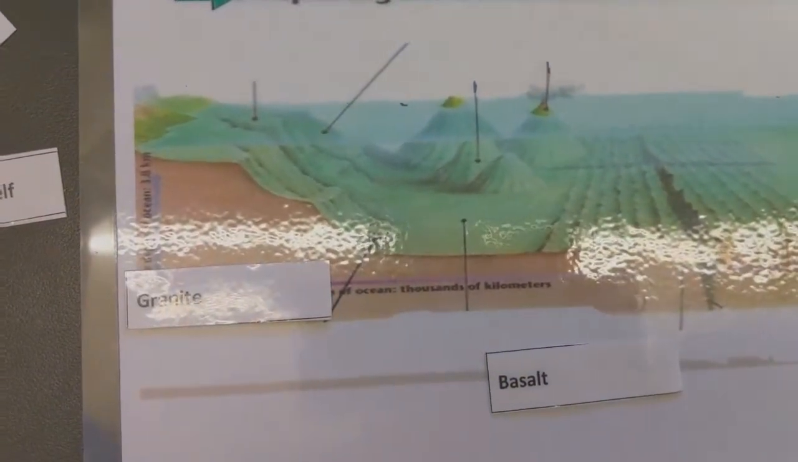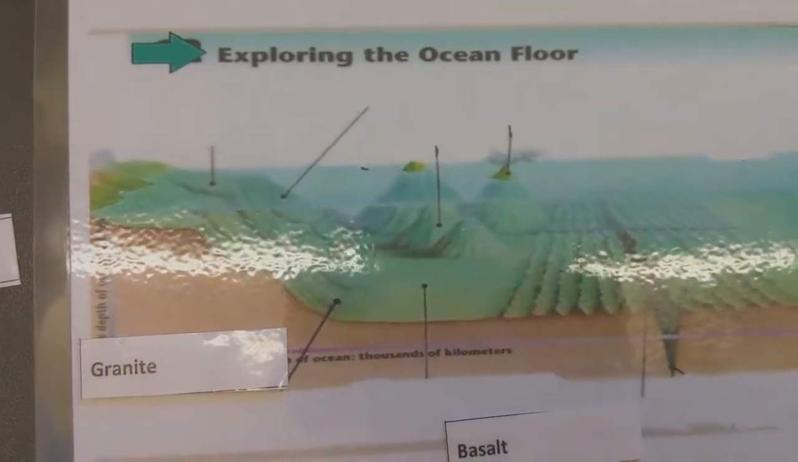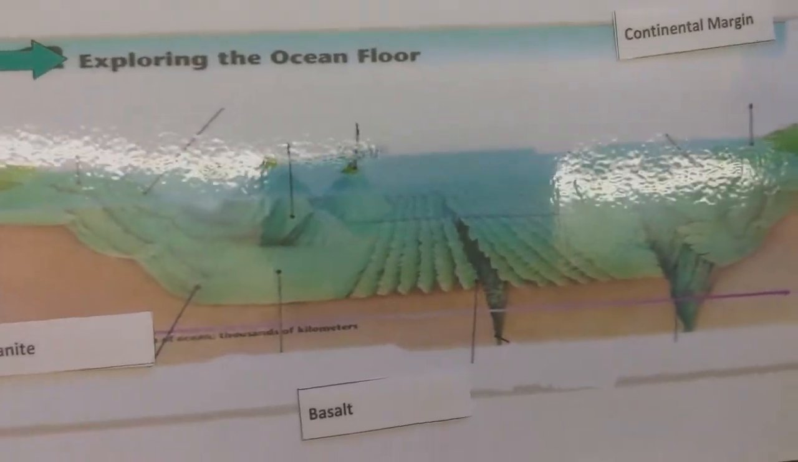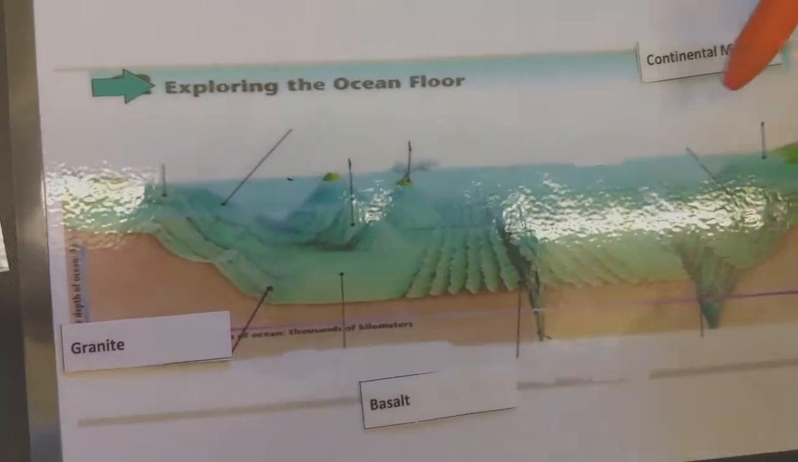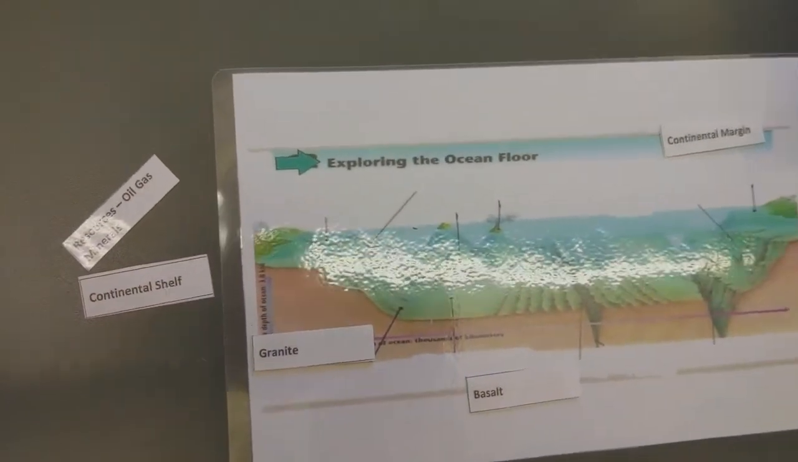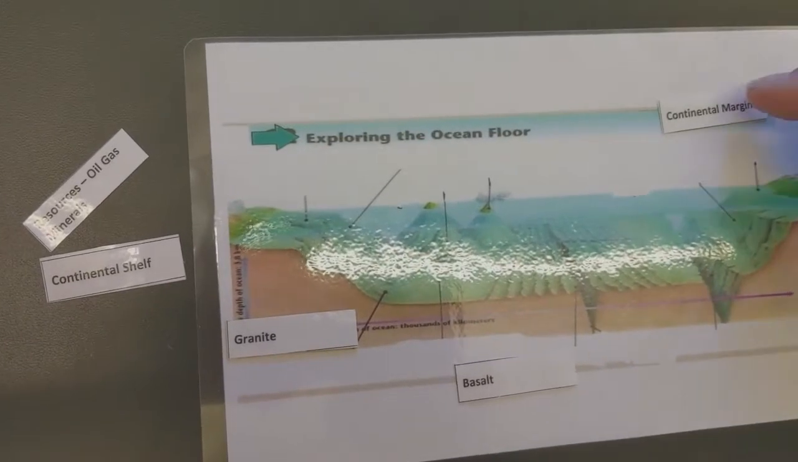The first thing we call is the margin, the continental margin up here. The continental margin consists of the shelf, slope, and rise. So this is all still part of the continent. Parts of it are still underwater, but technically it's still part of the continent.